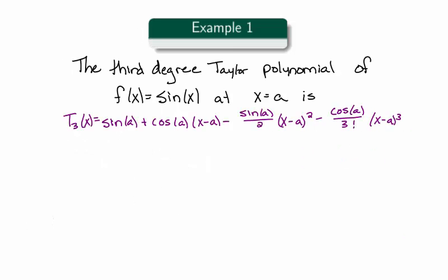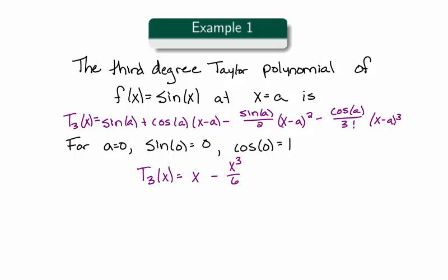Let's look at an example. The third degree Taylor polynomial of f(x) equal to sine of x at x equal to a is T3(x) equals sine of a plus cosine of a times (x minus a) minus sine of a divided by 2 times (x minus a) squared minus cosine of a divided by 3 factorial times (x minus a) to the third. For a equal to 0, we have that sine of 0 equals 0 and cosine of 0 equals 1. Hence, T3(x) equals x minus x cubed divided by 6.